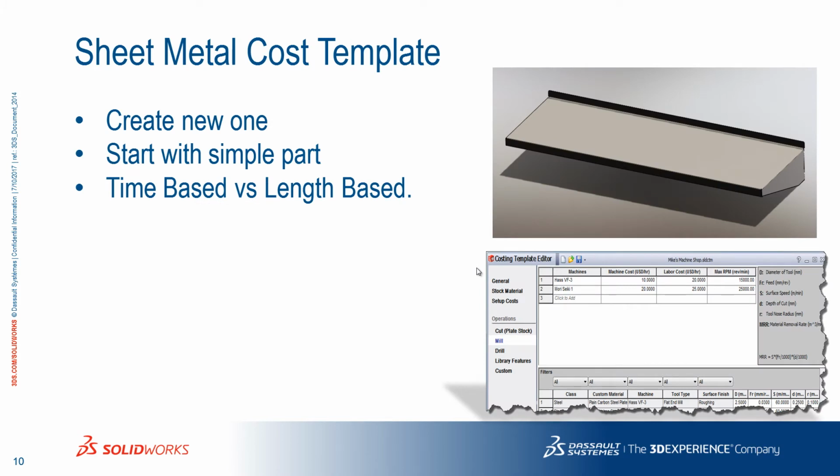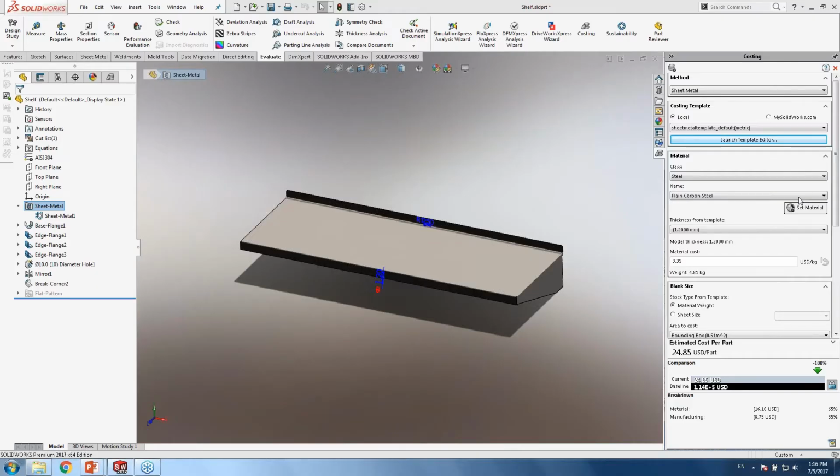So what we're going to do next is create a new cost, and I will use a simple part, which is a wall mounted shelf. And we're going to differentiate between the time-based versus the length-based. So let's get started. I have that part here in SOLIDWORKS, and how can we initiate the costing? In the Evaluate Command Manager, you will find Costing directly. If we click here, we will get into the costing.